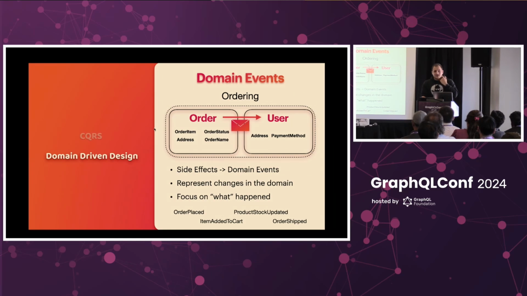In DDD, there's also a concept of events. And there are two kinds of events. There are domain events, which define the side effects that happen inside an aggregate and notify another aggregate. So, for example, it could be that an order was placed, and then you have to modify the user, which is also in the same aggregate.